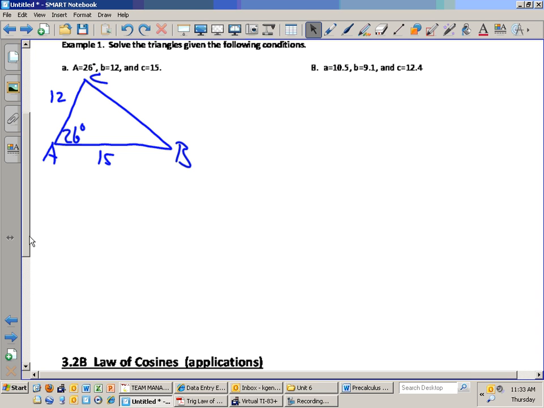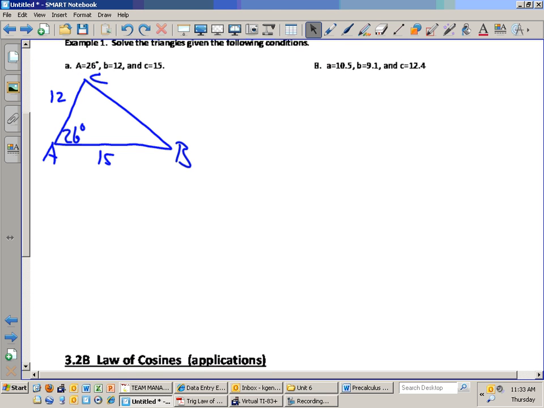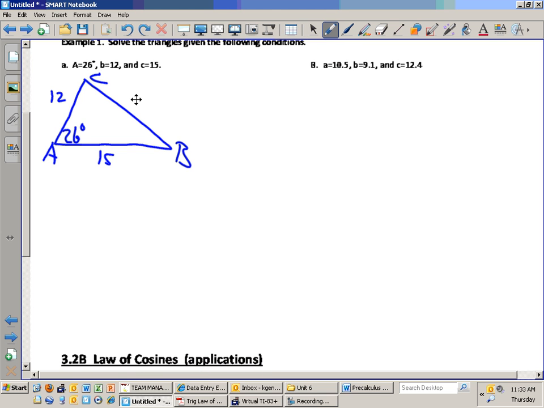Which side should I try to solve for? Should I try to solve for side B, side C, side A? I should solve for side A, because once I have an opposite side, say side A, then I can start to use the law of sines. So that's the whole idea. Let's get an opposite side, then we can use the law of sines.